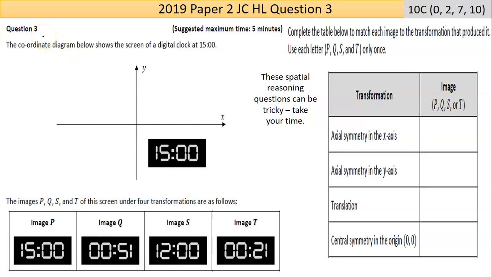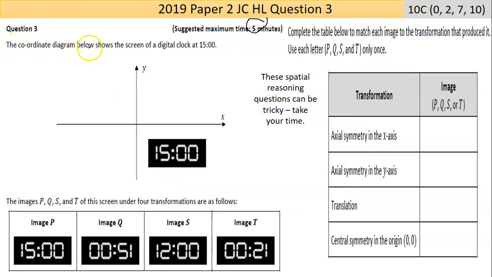Question 3 here is only worth 10 marks, and the time frame you're given is fairly short. Personally, I'm not the best with spatial reasoning stuff, but practice, like everything else, makes perfect. So let's read through it.